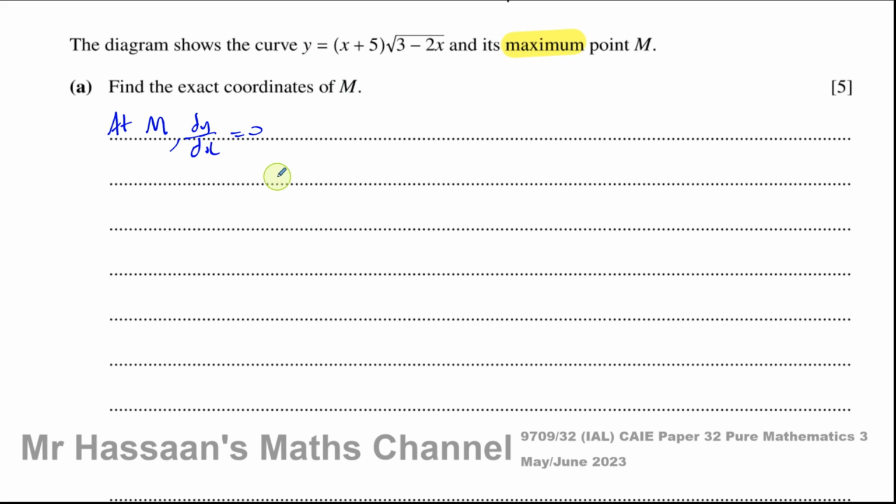So we have the equation of our curve, y equals x plus 5. I'll write this in index form, getting it ready to differentiate: 3 minus 2x to the power of a half.